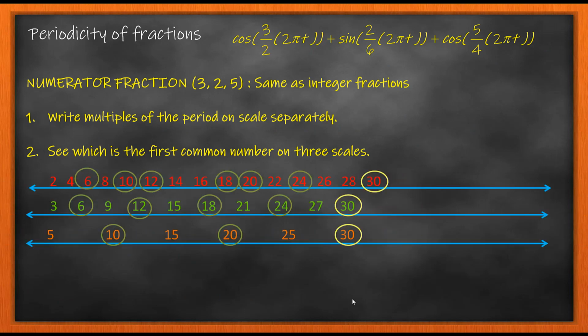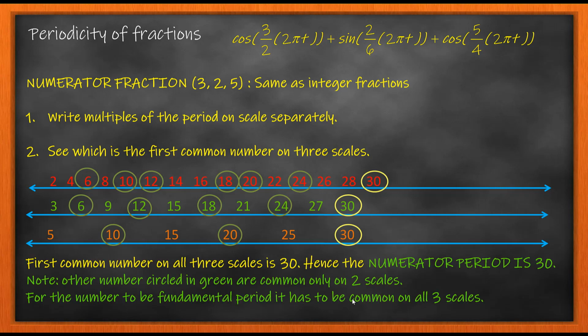For 3, 2 and 5 we write the multiple scales and we get the matching periodicity on all three axes at value 30. So we have 6 common on 2 and 3, 10 on 2 and 5, 12 on 2 and 3, 18 on 2 and 3, 20 on 2 and 5, 24 on 2 and 3, and 30 on 2, 3 and 5. So the common value is 30, which is on all three multiple axes. Hence the fundamental period of your numerator is 30. Same as what we have seen till now.